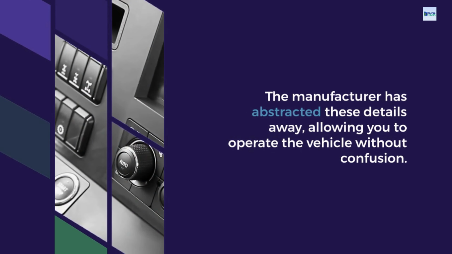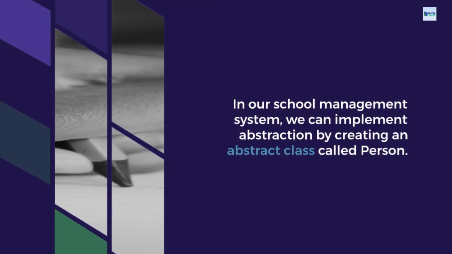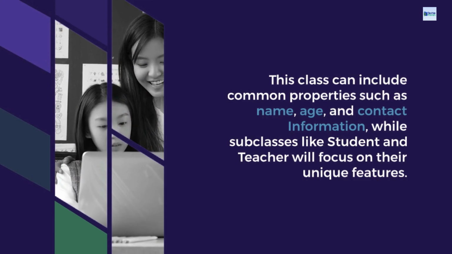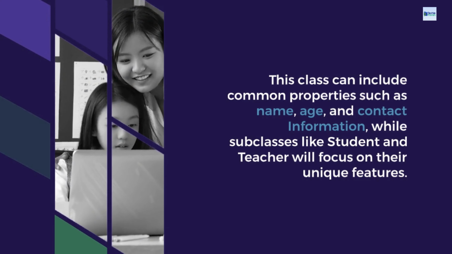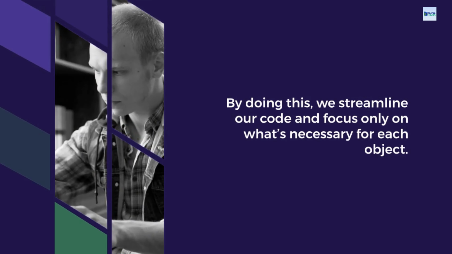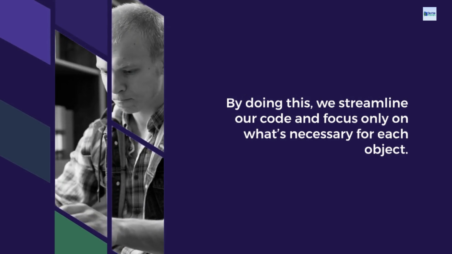In our school management system, we can implement abstraction by creating an abstract class called person. This class can include common properties such as name, age, and contact info, while subclasses like student and teacher will focus on their unique features. By doing this, we streamline our code and focus only on what's necessary for each object.